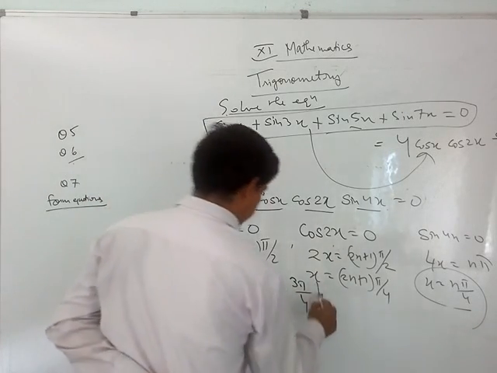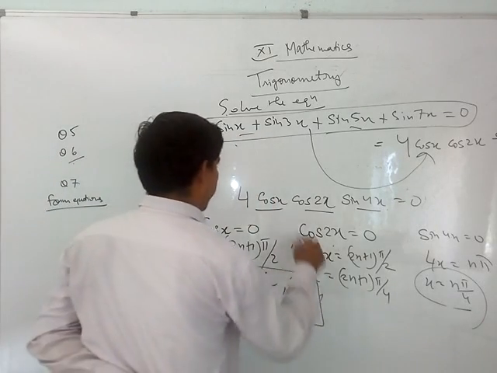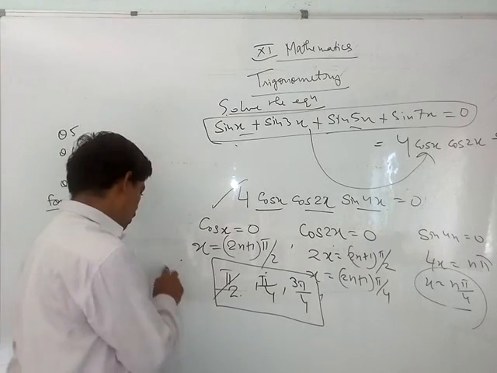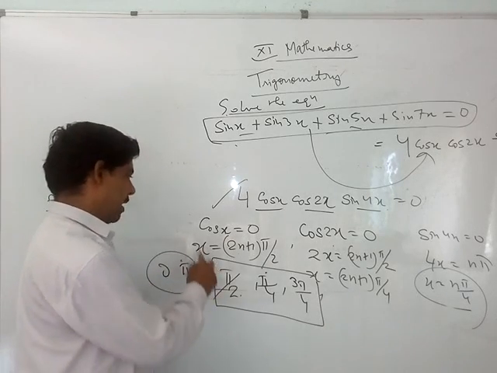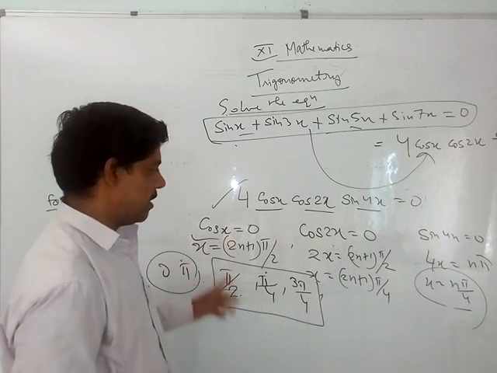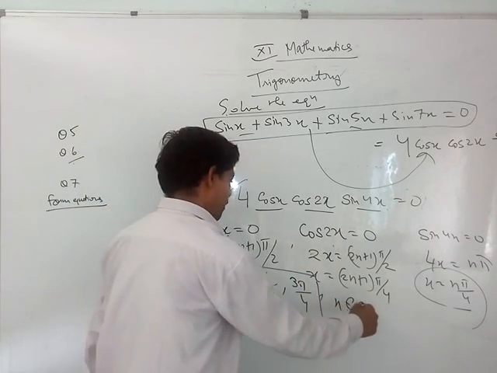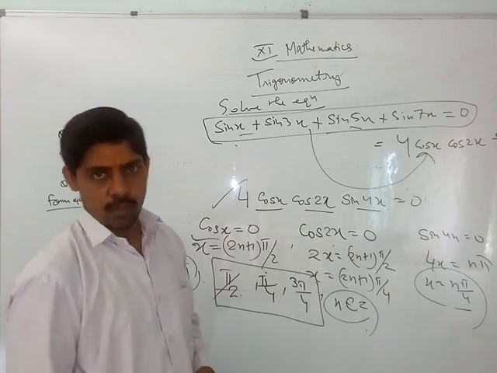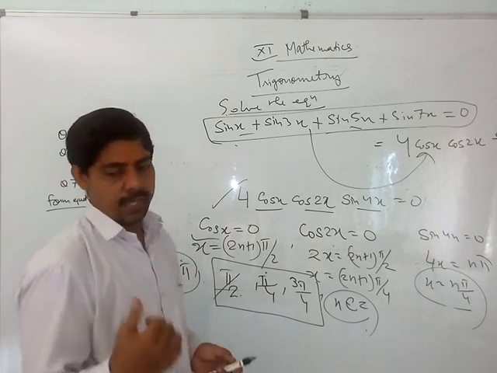So that's it. These are the three solutions of this equation in 0 to pi, and these are the general solutions for whatever value of n. N is an integer, so n belongs to Z, that means you can take 0, 1, 2, 3, 4 or -1, -2, -3 and so on.